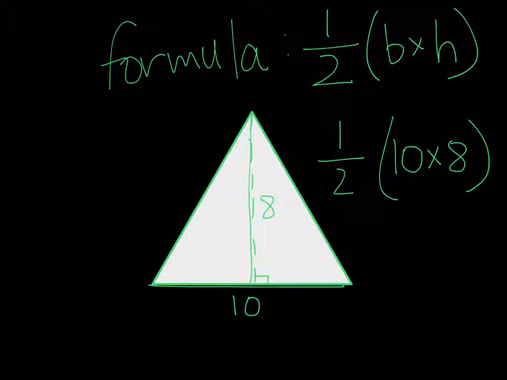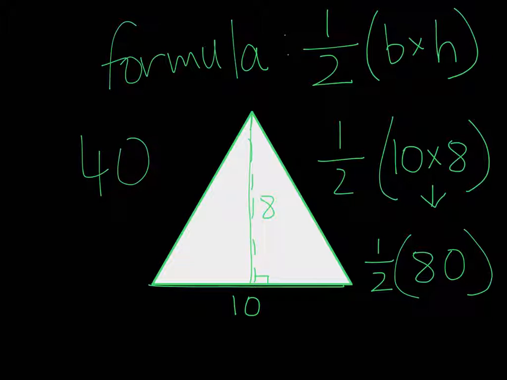First, you would have to solve what's in the parentheses, which is 10 times 8. 10 times 8 is 80. And we're multiplying it by 1/2, which is also dividing it by 2. Okay, 80 times 1/2, or 80 divided by 2. That is 40. 40 units squared.